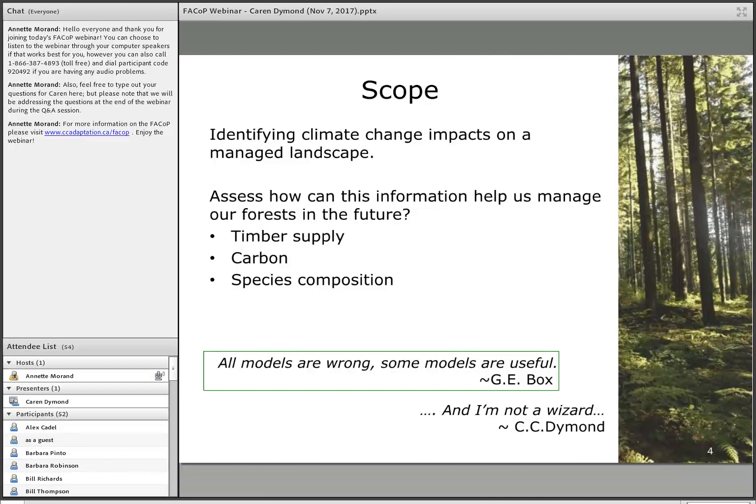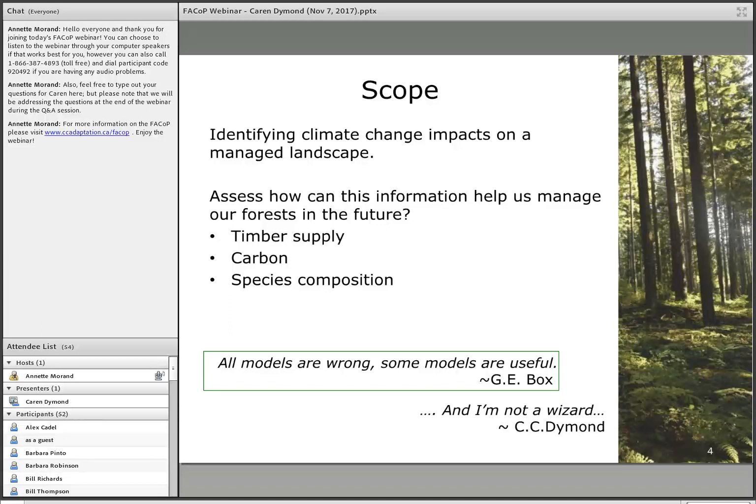So this scope focuses on one of my research programs, on climate change impacts and how we can manage our forests for the future. And we're focusing in this talk on timber supply, carbon, and species composition. But we have another project underway where we're also looking at water and hydrology.